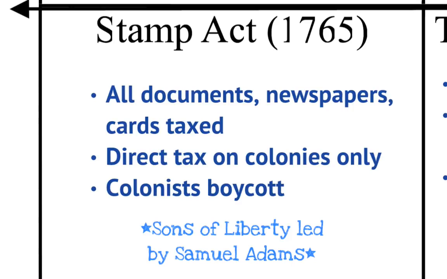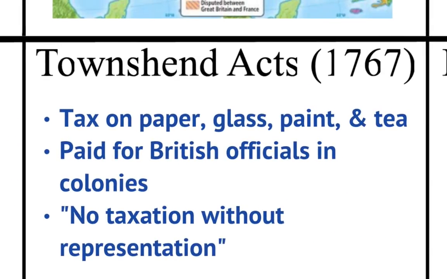Okay, so the king still needs some money, because he's obviously not raising money this way, so he's going to have to do some other thing. So the Townshend Act, 1767. Now, instead of putting a tax on just paper, now it's a tax on paper, glass, paint, and tea.